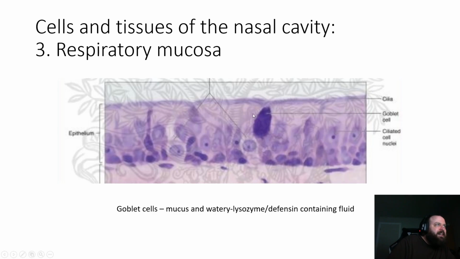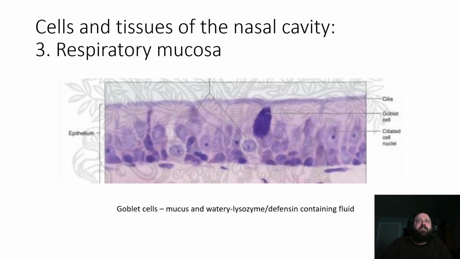The really dark cell in this histology, I'm sorry for the bad picture, is a goblet cell. A goblet cell is a specialized cell found in an epithelium that's responsible for secreting mucus and watery fluid. Within this mucus and watery fluid is a series of proteins called lysozymes and defensins. Lysozymes and defensins are the natural antibiotics that our body makes, and they're very successful at killing off most bacteria. So you have cells innately on the surface of your respiratory tract producing lysozyme and defensin to fight off microorganisms.